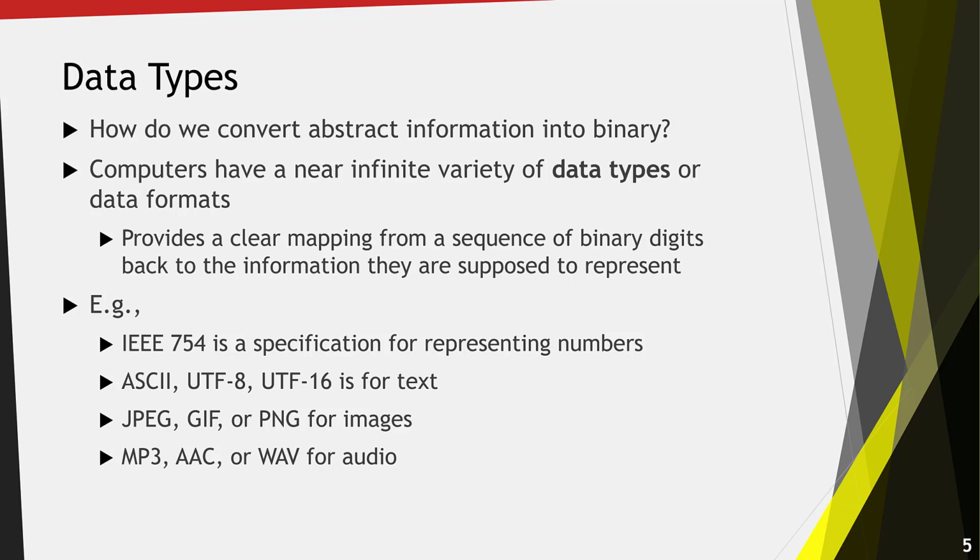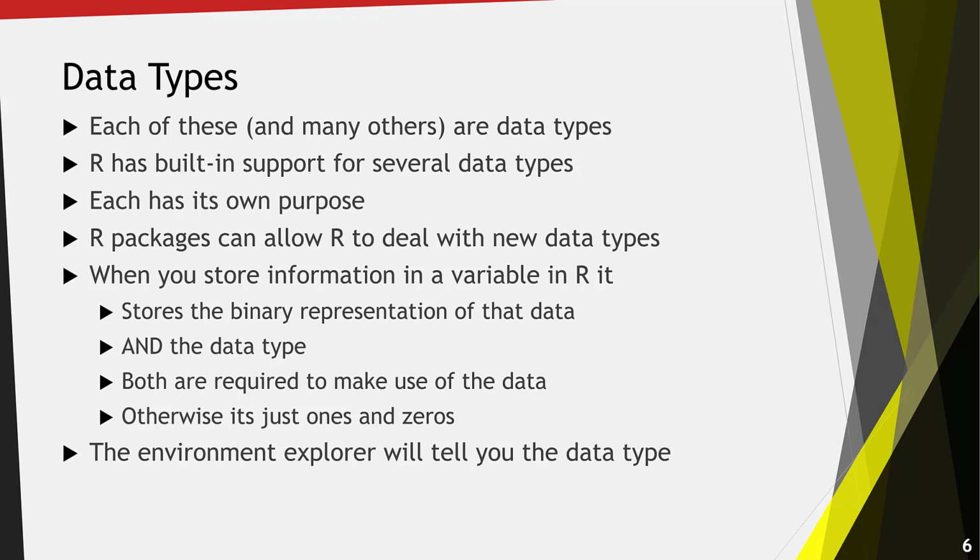There's a bunch of examples you can see in the real world. IEEE 754 is a specification for representing numbers in binary format. Systems like ASCII, UTF-8, or UTF-16 are used to represent text. JPEGs, GIFs, or PNGs are used for images, and formats like MP3, AAC, or WAV are used for audio. But basically, any data format that you can think of has some sort of specification that turns that information into the binary sequences that computers are able to process. Each of these myriad formats are called data types.